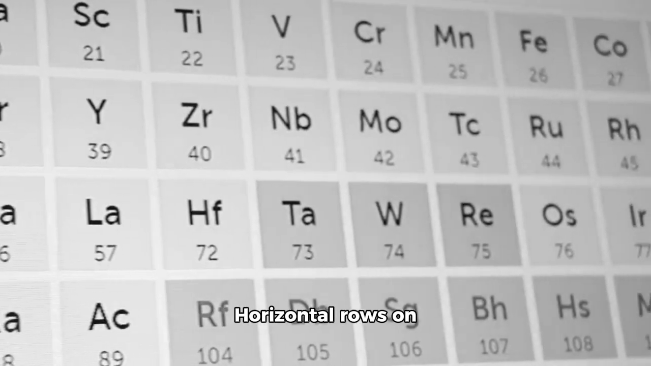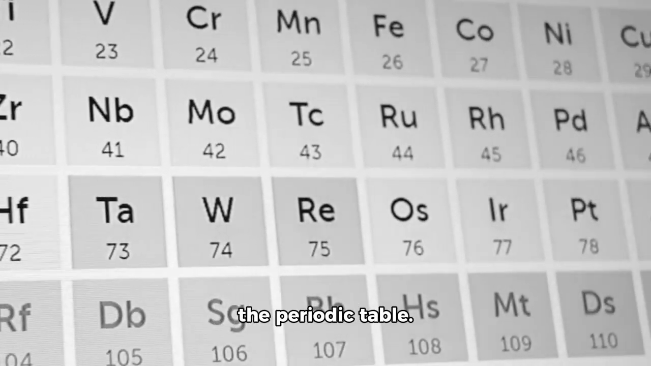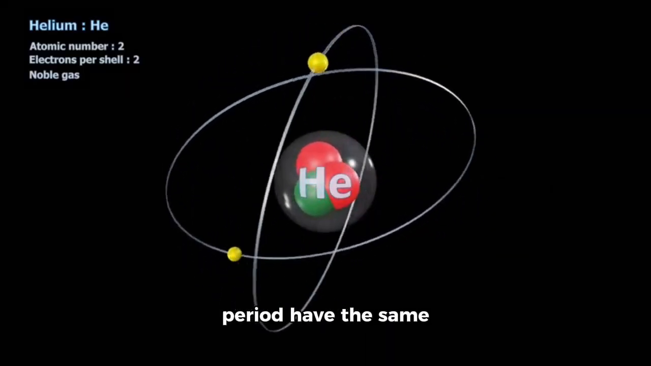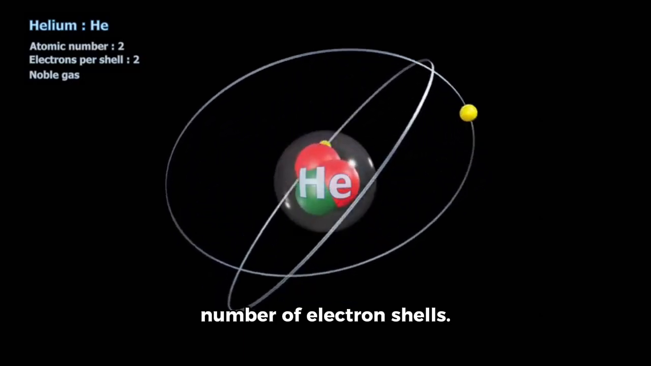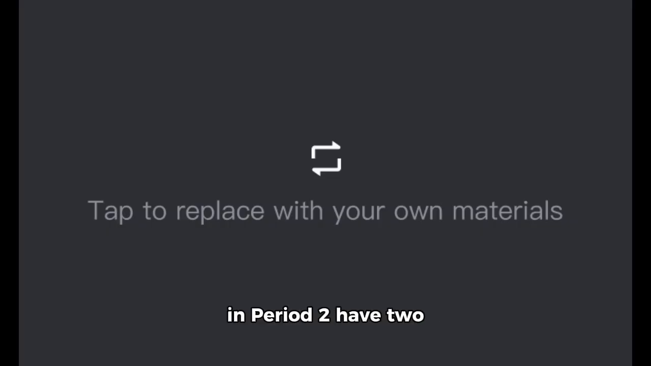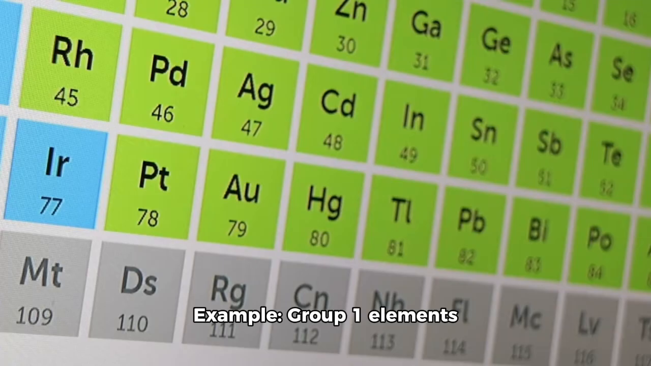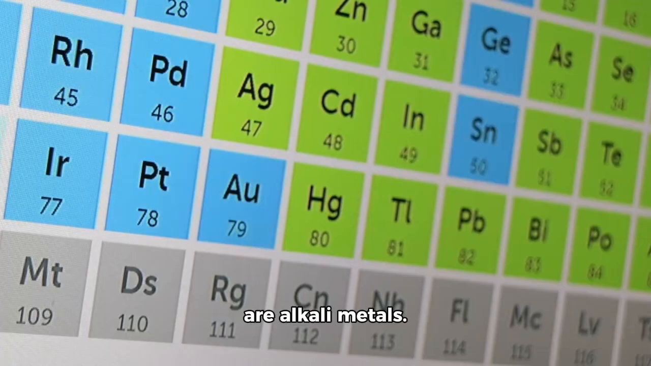Periods: horizontal rows on the periodic table. Elements in the same period have the same number of electron shells. Example: the elements in period 2 have 2 electron shells. Groups: vertical columns on the periodic table. Elements in the same group share similar chemical properties. Example: group 1 elements are alkali metals.